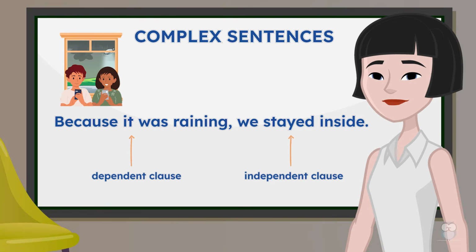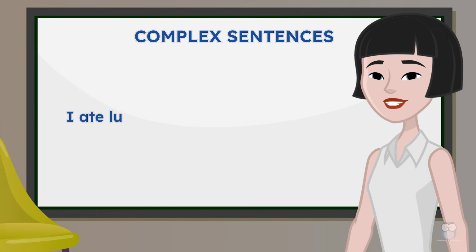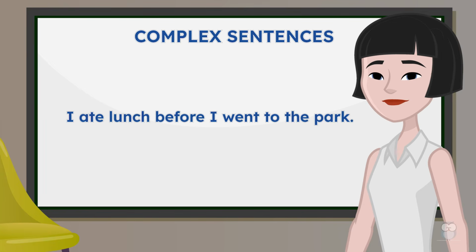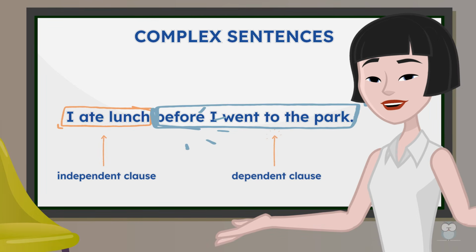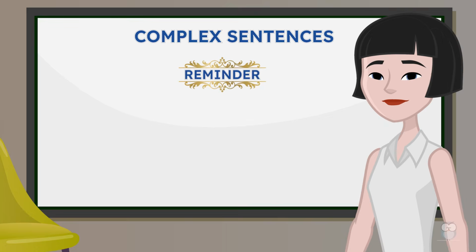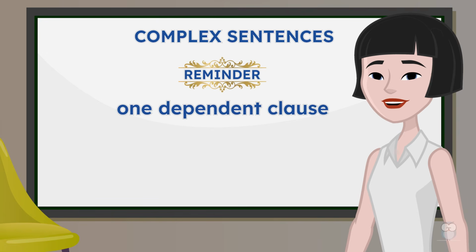Take a look at this complex sentence. I ate lunch before I went to the park. Notice that I ate lunch is your independent clause. It can stand alone, and before I went to the park is the dependent clause. One independent clause and one dependent clause. It's a complex sentence.